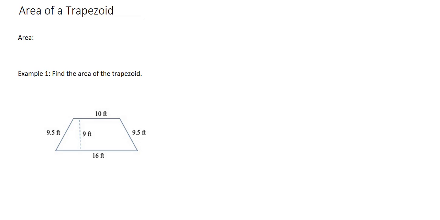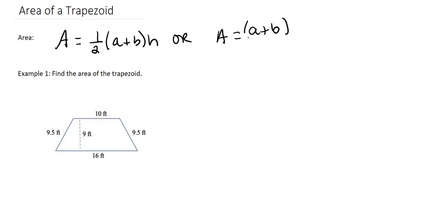Area of a trapezoid. So for the area formula, we're going to use a big A, which is going to be 1/2 (A plus B) times the height. Or it can look like this. You might see it as (A plus B) over 2 times the height. Now we're going to get to the same answer. But let's go over what A, B, and H are, because those all mean the same thing.